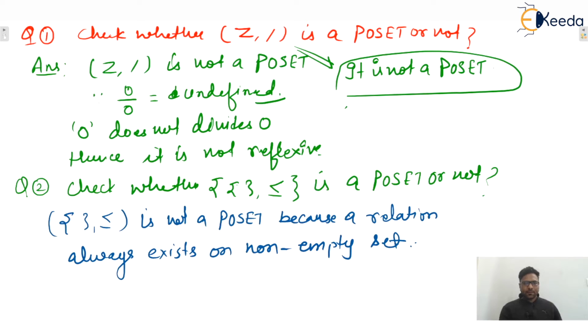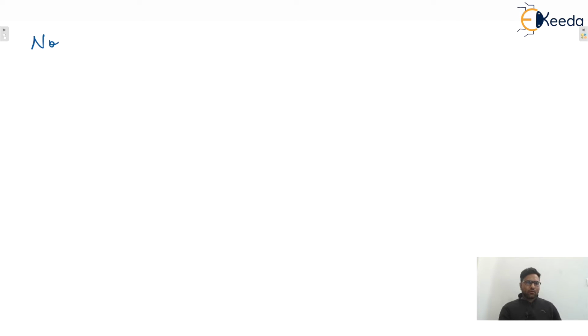Similarly, you tell me. Write down one note. Consider the set of real numbers on less than or equal to. Is this a poset or not? Yes. Every real number is less than or equal to itself, so it is reflexive. And if A is less than or equal to B, then B is not less than or equal to A unless both are the same, so it is antisymmetric as well. And if A is less than or equal to B and B is less than or equal to C, then A is less than or equal to C.